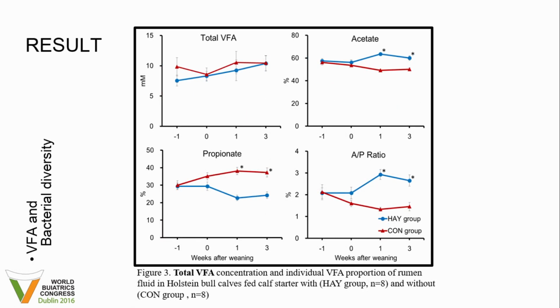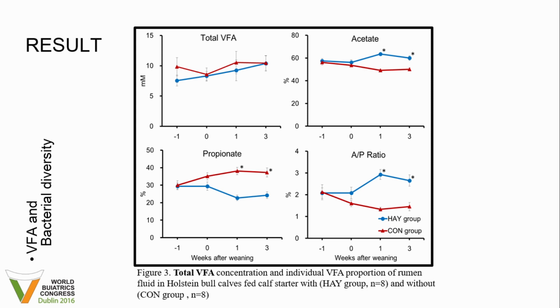This line graph represents total VFA concentration and individual VFA proportions and the acetate-to-propionate (AP) ratio. The vertical line represents VFA concentration and proportions of individual VFA and AP ratio. The proportions of acetate and propionate were significantly higher and lower in the hay group.